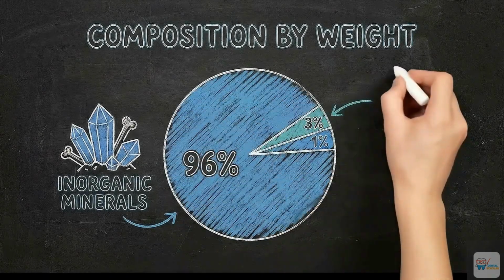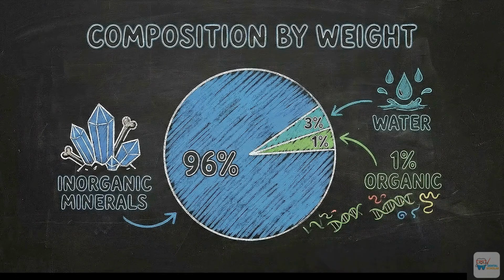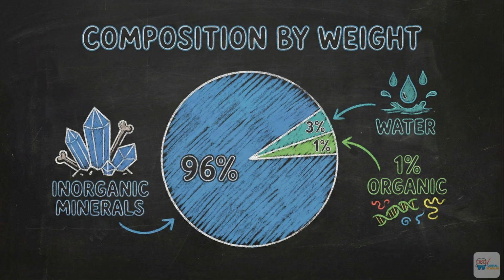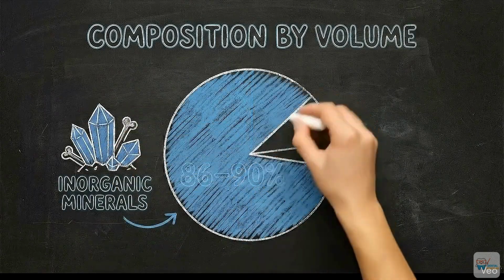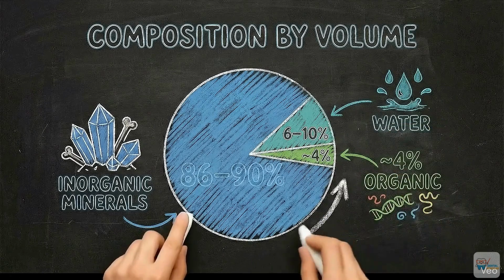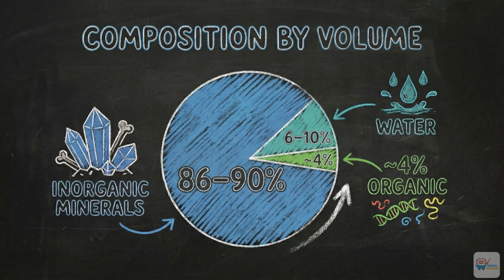Let's start with the big picture and a classic exam favorite, weight versus volume. By weight, enamel is a mineral powerhouse: 96% inorganic mineral, about 1% organic material, and 3% water. But mineral is extremely dense, so when we calculate by volume, the numbers change. The inorganic component drops to about 86 to 90%, while water is about 6 to 10%, and organic material occupies about 4% of the volume.